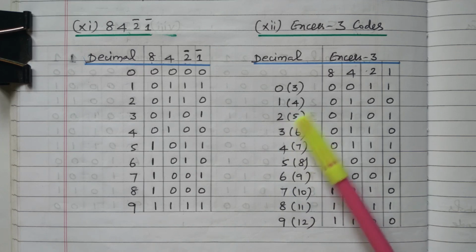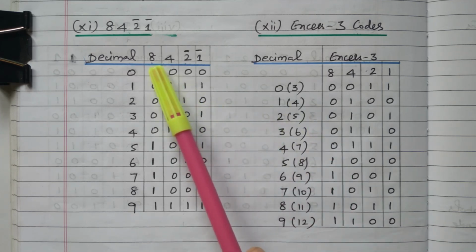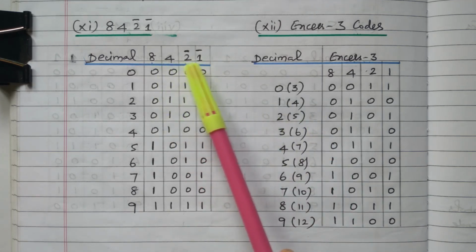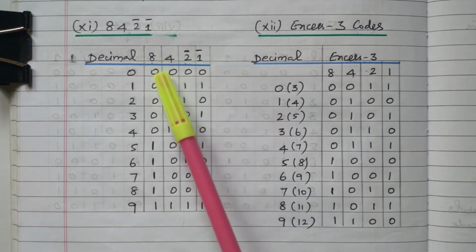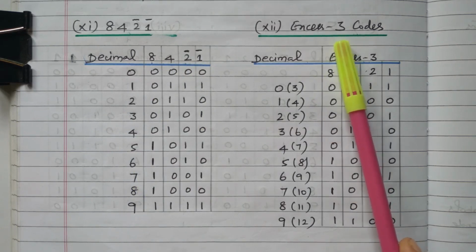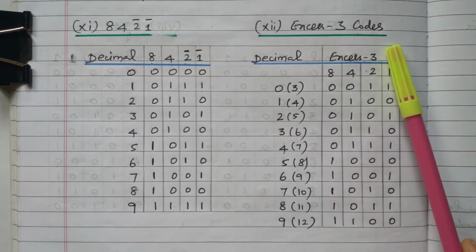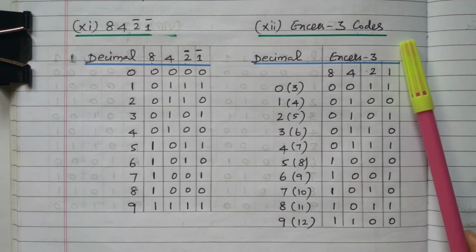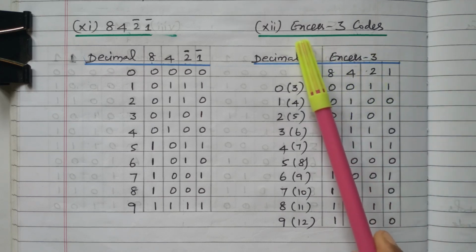For example, see here. This is the weighted binary code 8421, 2 bar 1 bar, right? So each and every position has a specific weightage given. But XS3 and gray code come under non-weighted binary code. There is no specific weightage, right? So first we will see what is XS3.